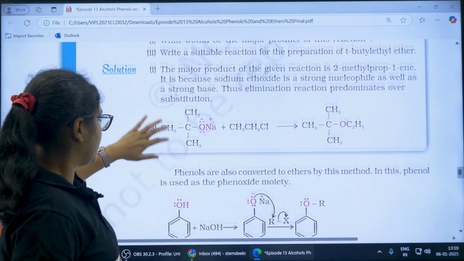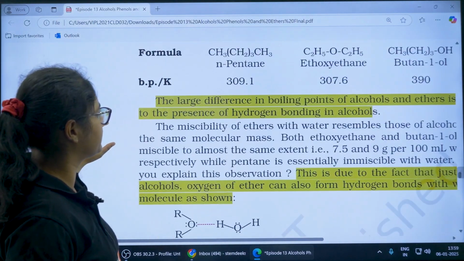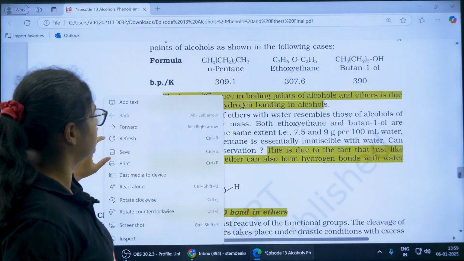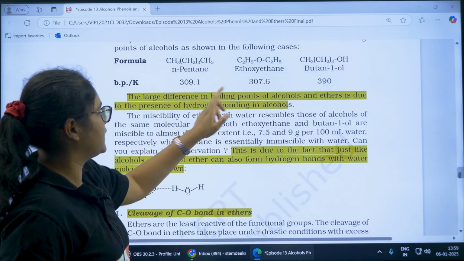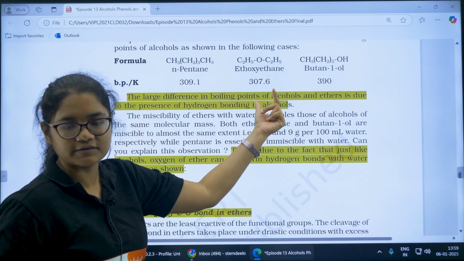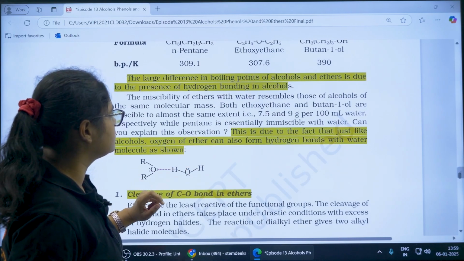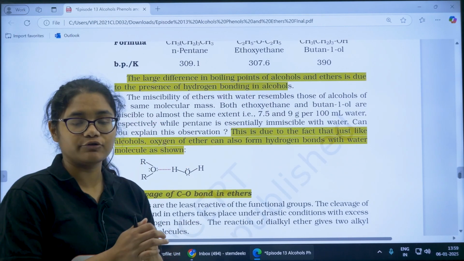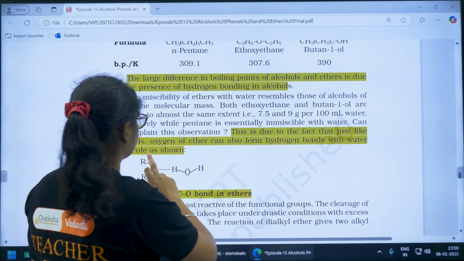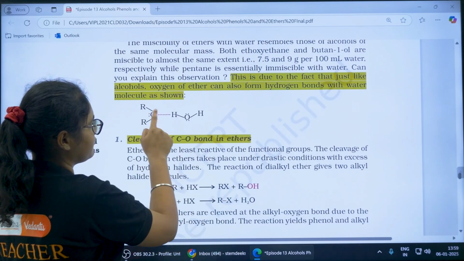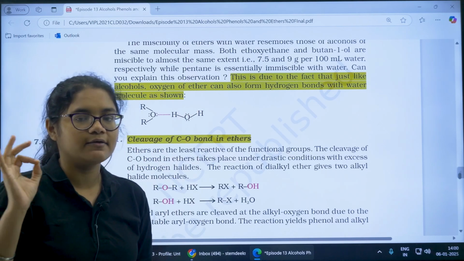Next, moving to physical properties. You can see the large difference in the boiling point, ethoxyethane and butanol have a large difference. That is because there is no hydrogen bonding in ethers. There is no hydrogen bonding between the ethers. But ethers are highly soluble in water because they can form hydrogen bonds with water. So you can see the hydrogen bonding of ether with water, but there is no hydrogen bonding between two ether molecules. That is why their boiling point is very low.